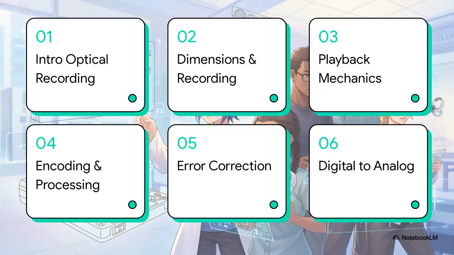Okay, here's our roadmap for this module. We'll start with an introduction to optical recording, then move through disc dimensions and the recording process, and look at playback mechanics. After that, we'll tackle signal encoding, error correction, and finally wrap things up with digital to analog conversion.